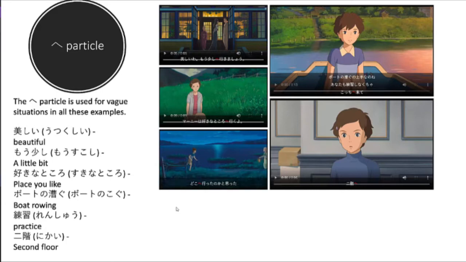So again here. Doko e itta no ka to omotta, which is saying we've got doko, which is where, itta from iku, the past of iku, which is went, to omotta, which is to think. So we've got where you went, I thought. In this case, it's like, I was wondering where you'd gone. So that doko e is a very vague place, very vague location.